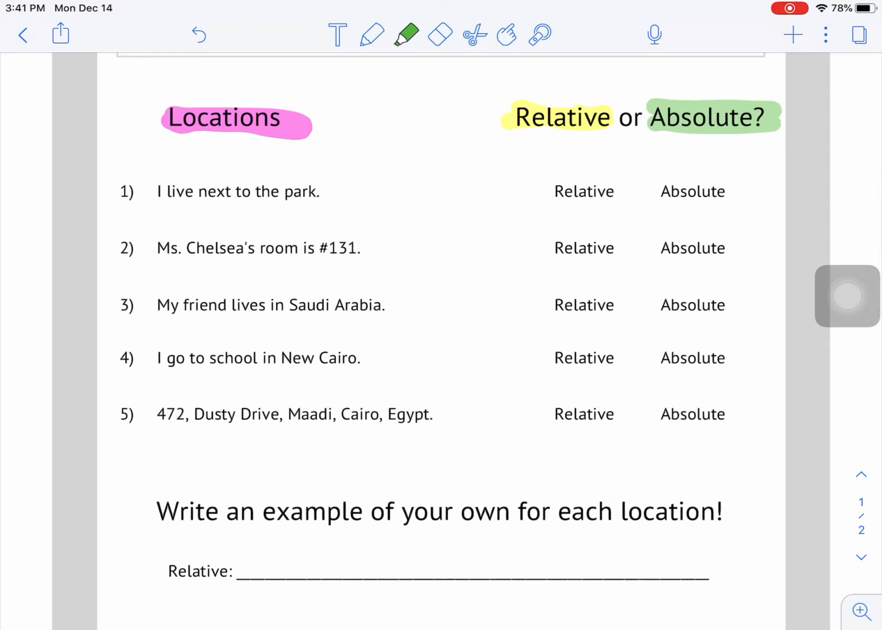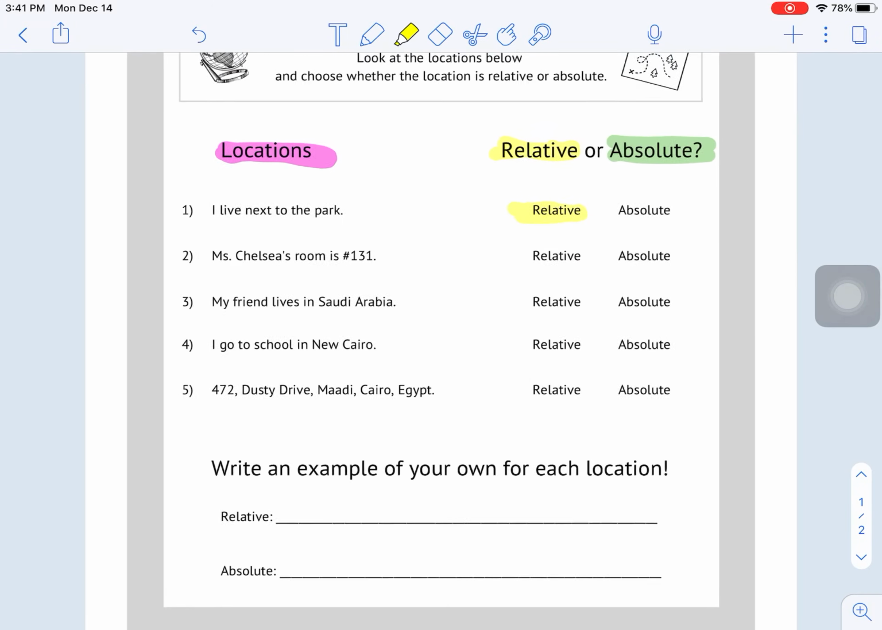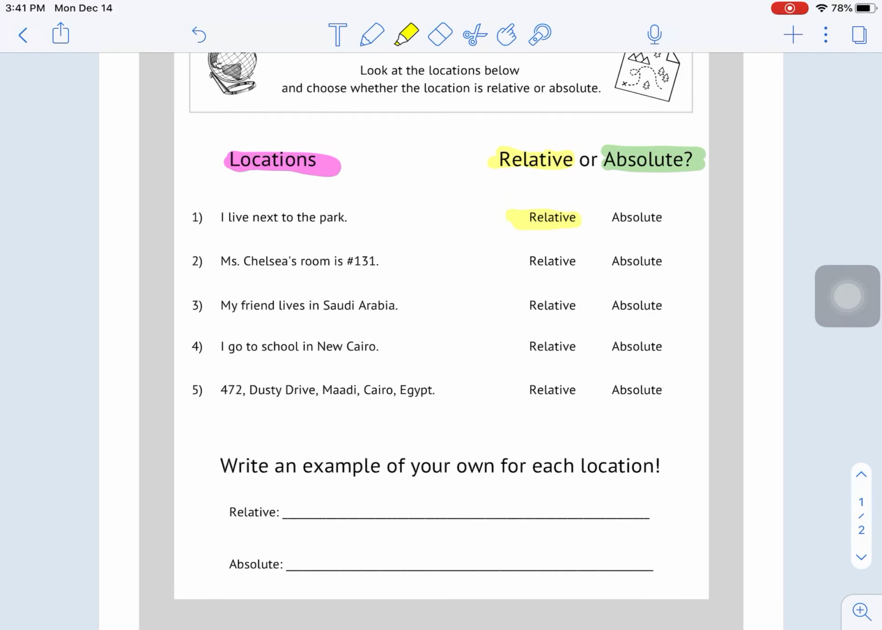So for example, let's look at number 1. I live next to a park. Well, is that telling me exactly where the park is? Could I plug that into a map? I don't think so. So this one would be relative because I'm explaining that it is next to the park. Okay? I'm going to go through this page with you, and then you are going to be doing a page that is very, very similar to this one. It will be a few more questions, but it'll be very similar.